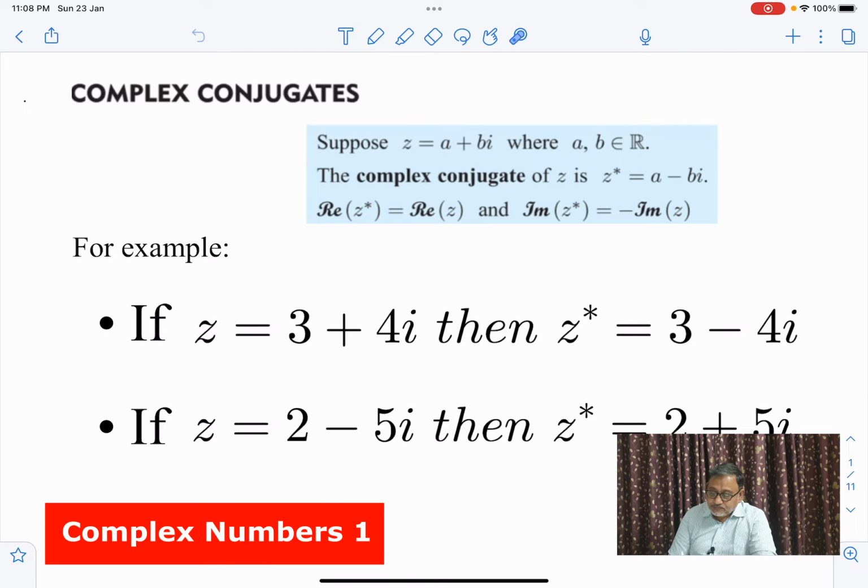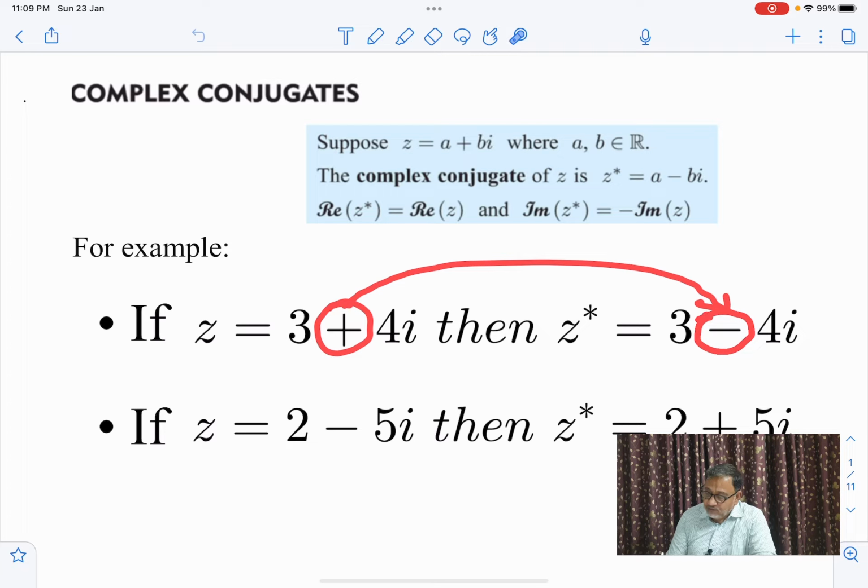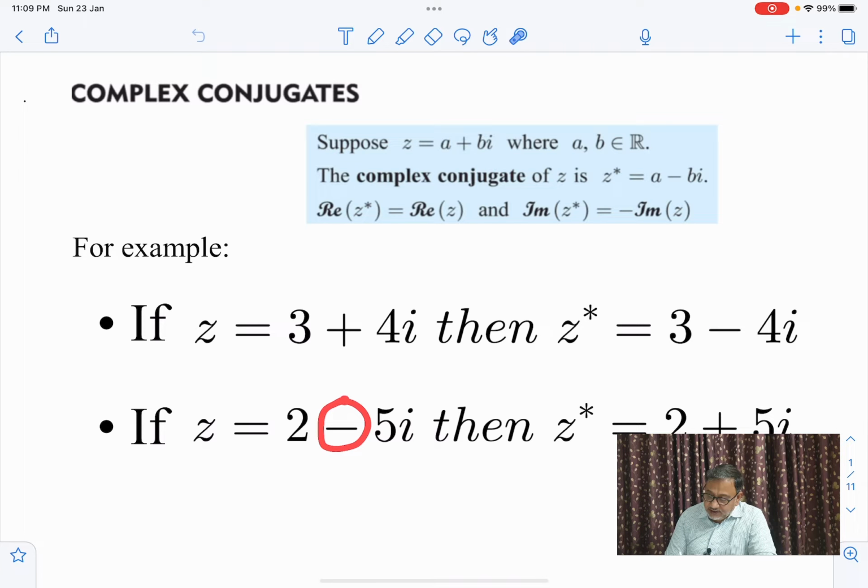So for example, if Z is equal to 3 plus 4 iota, then Z conjugate is 3 minus 4i. If Z is equal to 2 minus 5i, then Z conjugate will be 2 plus 5i. So note that we only change the sign of the imaginary part. Similarly, here there was negative sign, so we change it to positive sign. So this becomes the conjugate of 2 minus 5i. I hope this is clear to you.